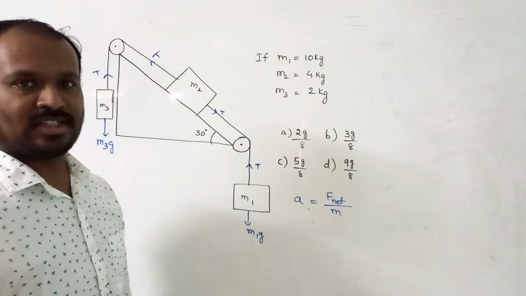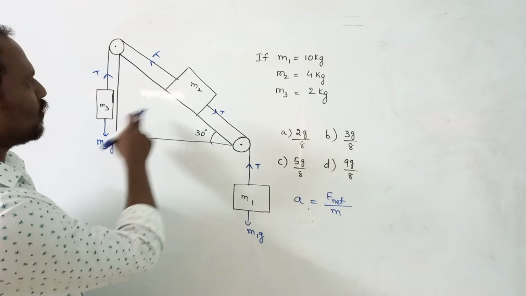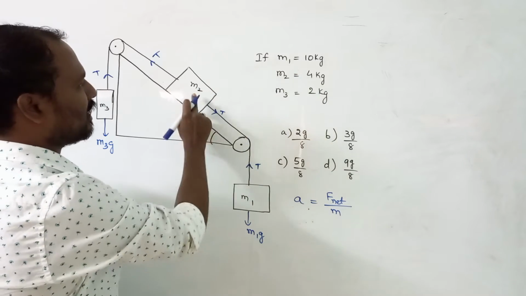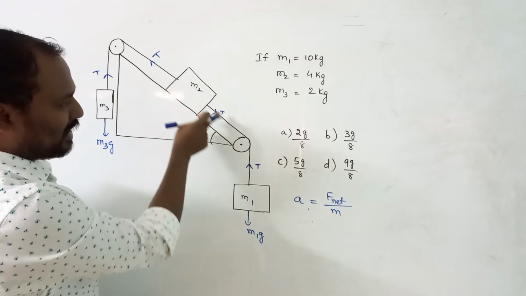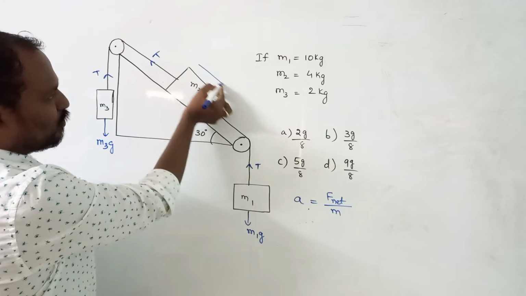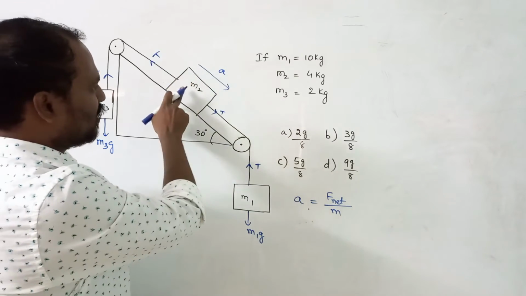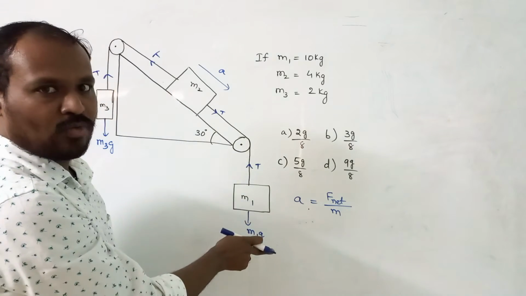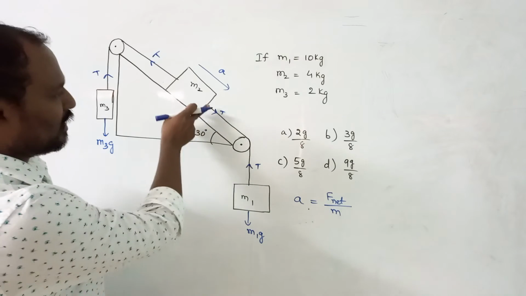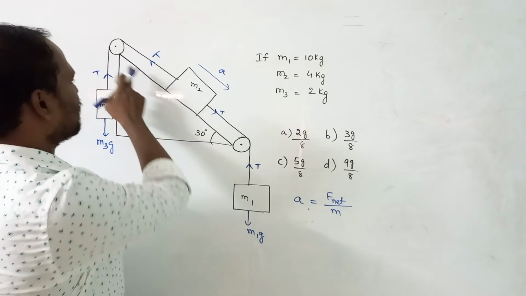So what is the F net? Net force. What is the net force in this case? See here, as you know, M3 is 2 kg, M1 is 10 kg, and M2 is 4 kg. So this side the weight is more as compared to this weight. So obviously you can understand M2 and M1 accelerate in the downward direction and M3 accelerates in the upward direction. The weight on this side is more as compared to this side.